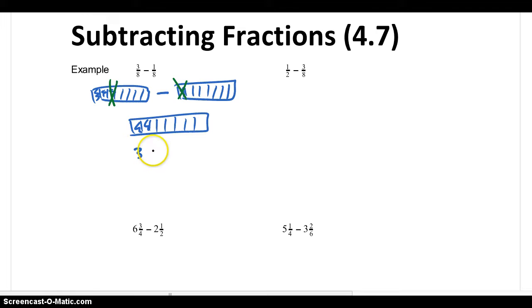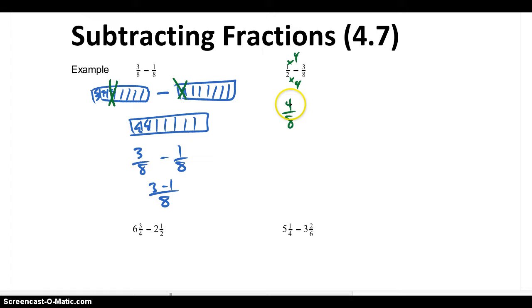So what's happening here? 3/8 minus 1/8 is we're just subtracting the tops. The denominator stays the same. We'll write the steps out in just a sec here, but in this case, we don't have the same denominator. What do we have to do? We have to make them into something with the same denominator.